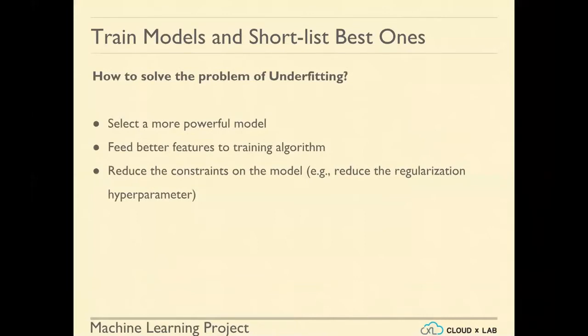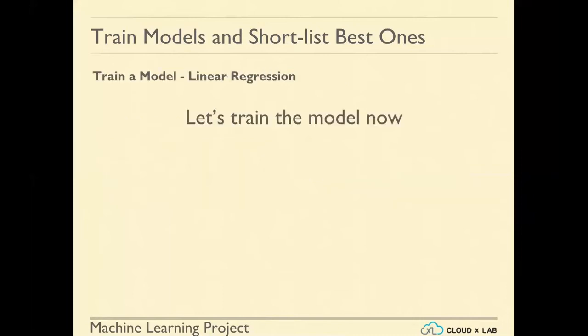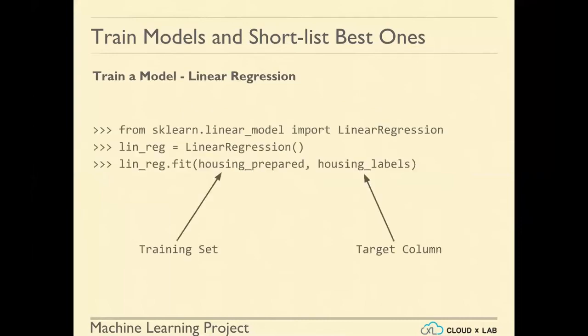So yeah, how to solve the problem of underfitting? There is one more addition to be done: combining the underfitting models together in an ensemble, and that's also a very interesting way of overcoming underfitting. All right, let's train the model now. Let's get started. So this is how it's going to look.